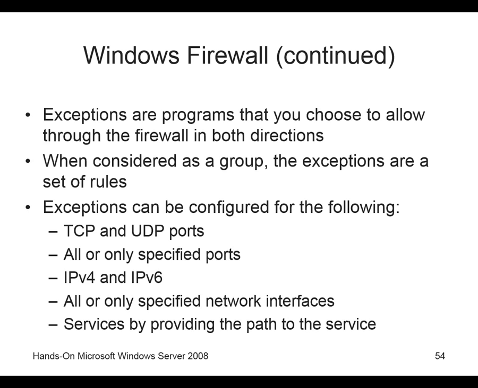The exceptions are the programs that you choose to allow through the firewall in both directions. Like I said, you can do it by the protocol, either TCP or UDP. Specific ports 1 to 65,536, or 535. IPv4 or IPv6. What specific interfaces and what services that you want to access, like LDAP, SMTP, SNMP, www, HTTP.